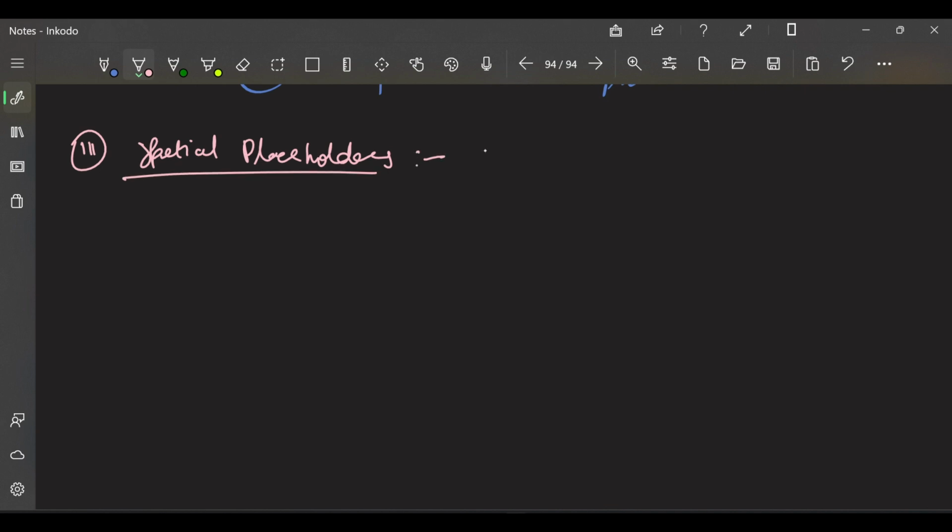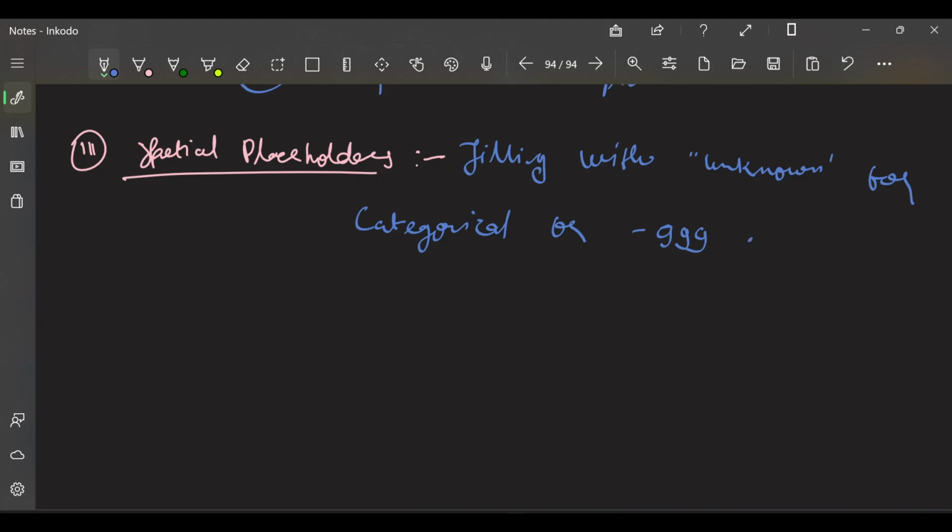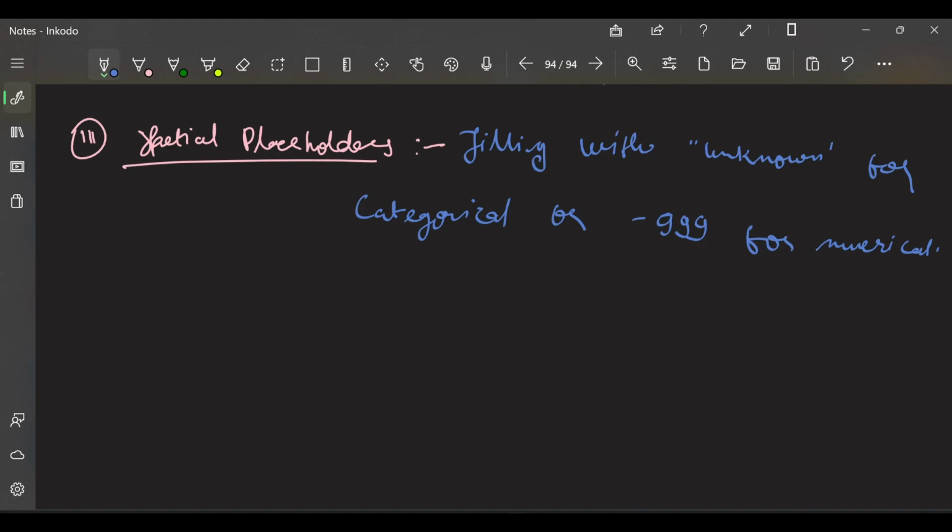In this, we are filling with unknown for categorical or minus 999 for numerical. It is useful when the missingness itself has a meaning. Okay. So I hope I am clear with the missing data. The next one is outliers. Now we will discuss the outliers.